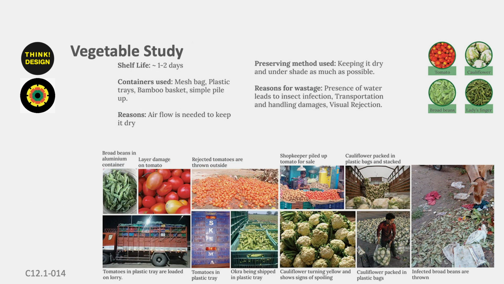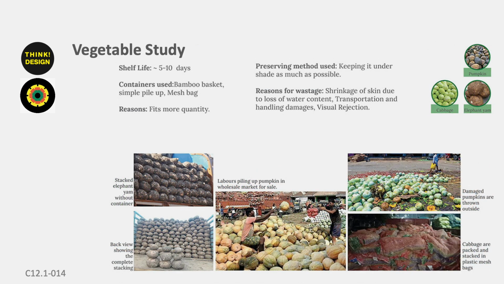You can see that plastic containers are used, sometimes bags, sometimes bamboo baskets, and sometimes they just pile it up. The preserving method is keeping it dry and under shade as much as possible. Reasons for wastage are moisture or water, and insects getting in. A lot of times, transportation and handling itself damages it and the vegetables start looking bad, so there is a visual rejection of it. Different methods and different vegetables were studied in detail, as you can see here.